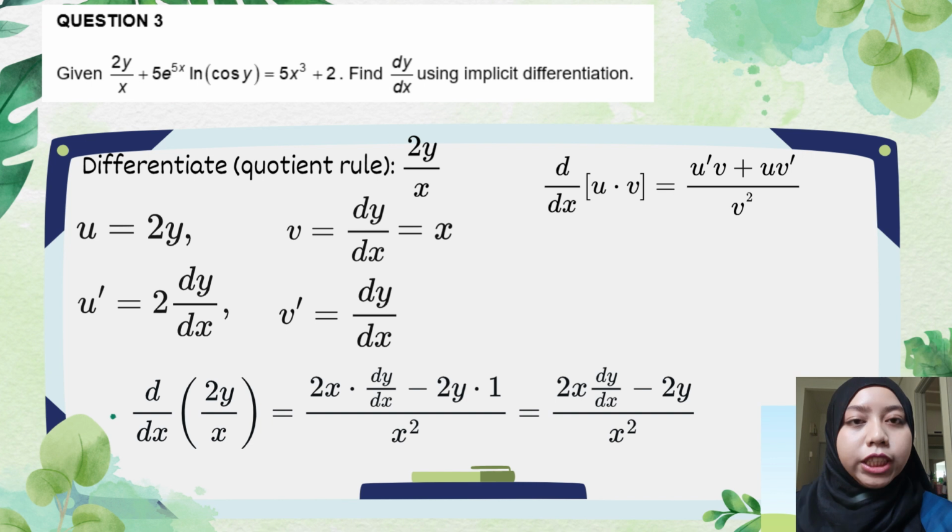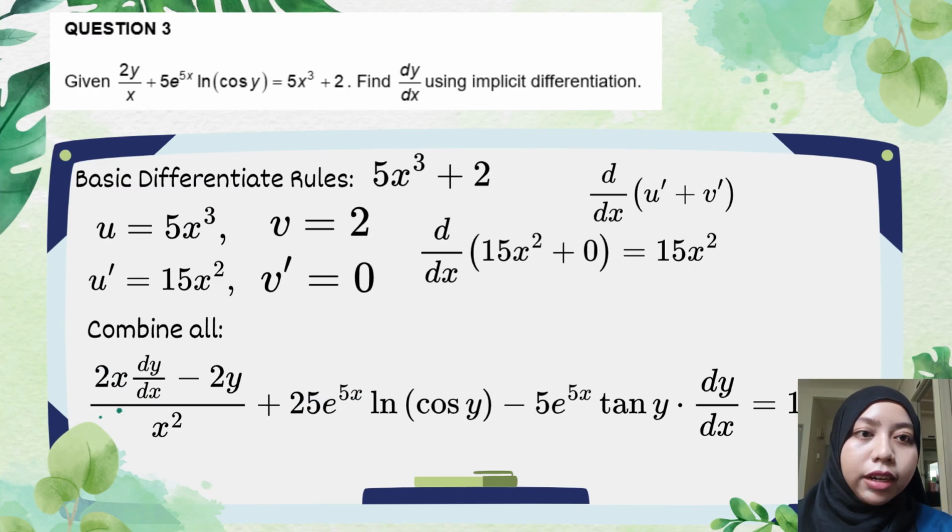Okay, for question 3, first we must differentiate each of the x, and for the first x is 2y per x. For this equation, we use the quotient rule. The second step, we must list the u and v and u prime and v prime, and after that, we must put all the list into the equation, and we simplify the equation and get the answer.